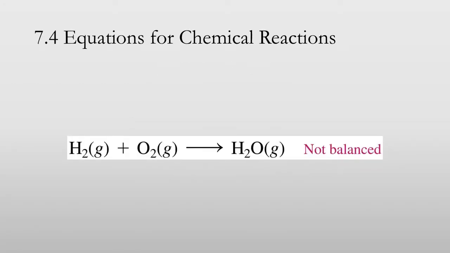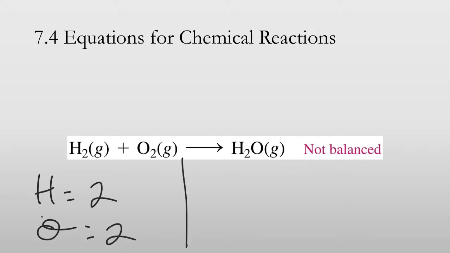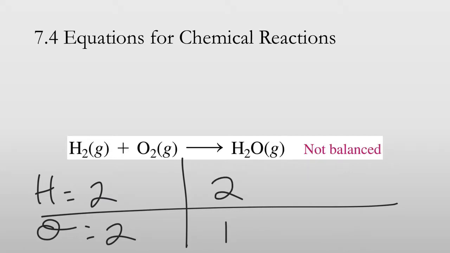So here's a reaction. It says it is not balanced. You can see on the left-hand side, we have 2 hydrogens. We have 2 oxygens. On the right-hand side, we have 2 hydrogens, but 1 oxygen.